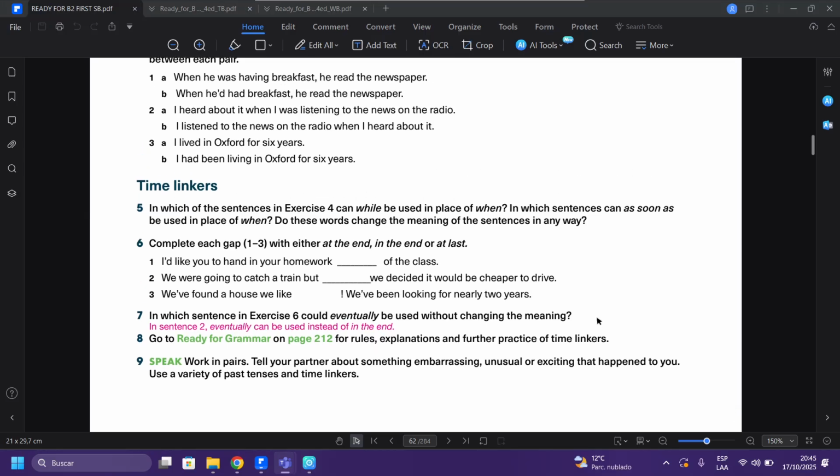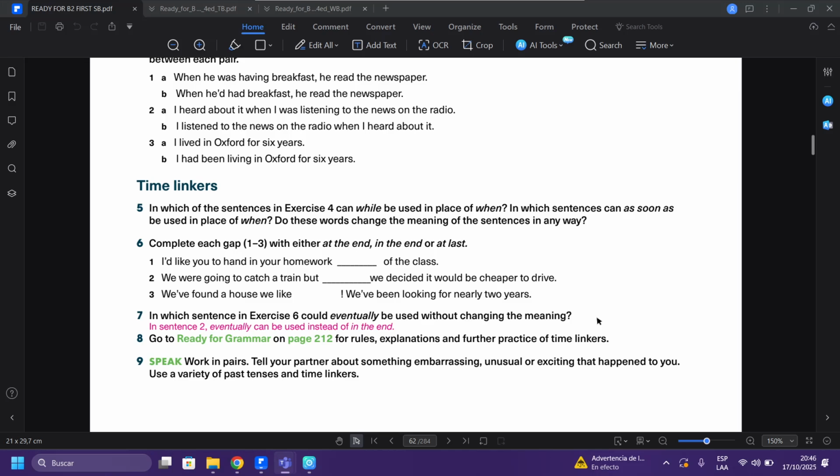Okay. We're gonna work on exercise number 6, all right? In this part, we have to complete with the phrases, the time linkers: at the end, in the end, or at last. Do you remember what was the difference between these ones? A bit. Sorry. Okay, don't worry. Complete the sentences with either at the end, in the end, or at last.